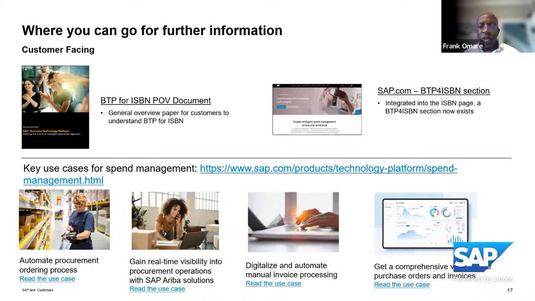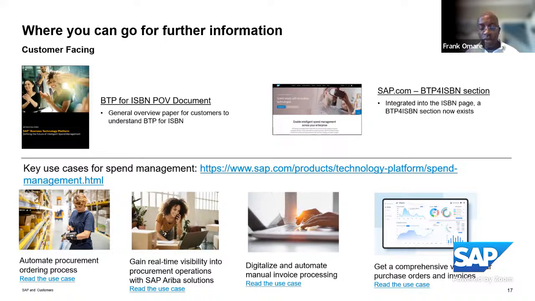Where can you go for further information? Well, we have a number of assets, we have a number of use cases. So we have what we call a point of view document. This is a 20-page document, very simple, takes you through some of the things I've been talking about today in terms of what is B2P, what does it bring to procurement, why should you care, why should you do it now, what are the typical use cases, and gives examples of where we're delivering value for our customers. So 20-page document that really just summarizes what I've just been talking about today. And of course, we've got sap.com, which also has a B2P for ISBN page.